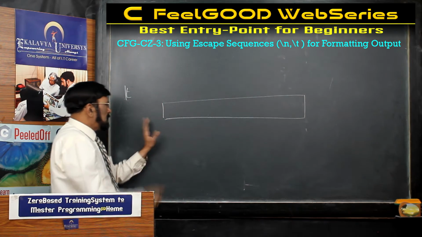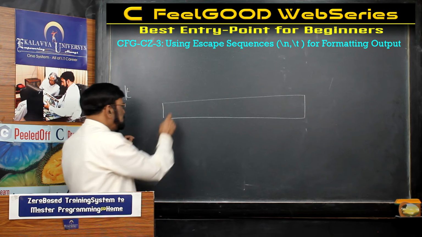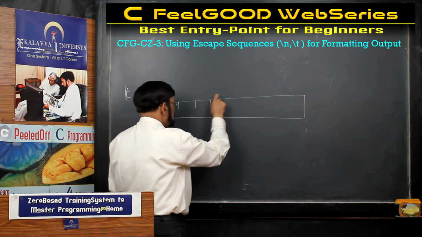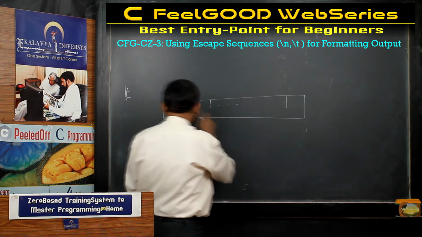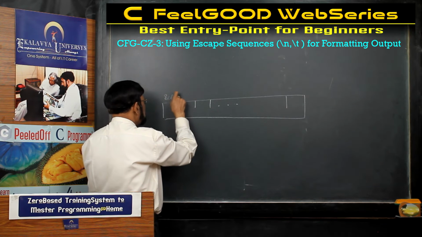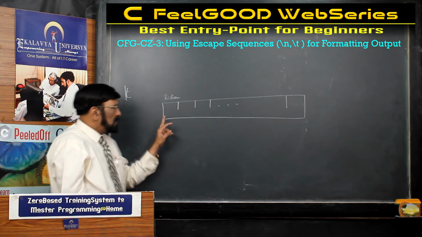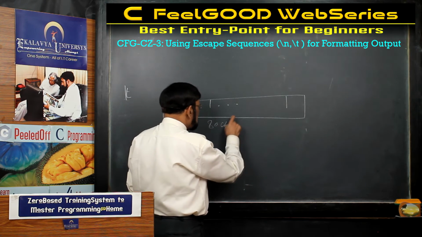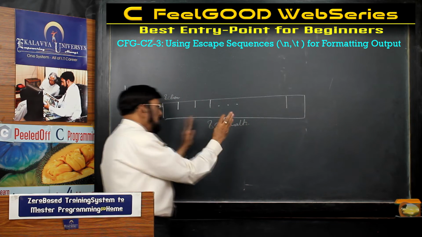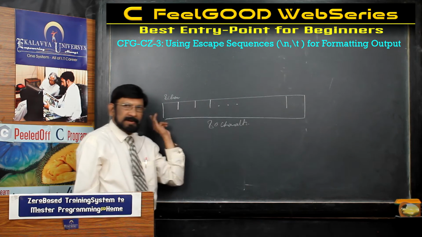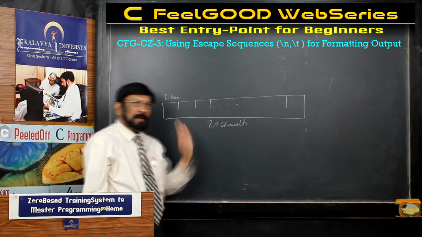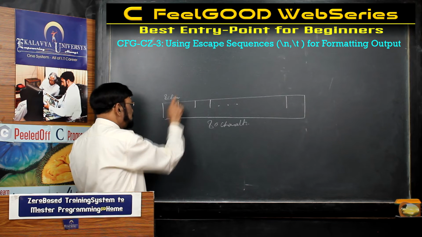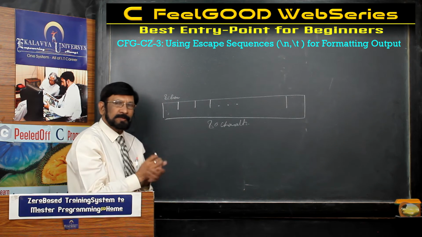This is an ordinary, typical monitor screen. By default it is divided into 10 tab zones: 1, 2, 3, like this, 10 tab zones. Each tab zone is 8 characters wide. That means the total width is 80 characters. An ordinary typical monitor screen is 80 characters wide, which means you can write 80 characters. By default it is divided into 10 tab zones, so each tab zone is 8 characters wide. That point you have to understand.